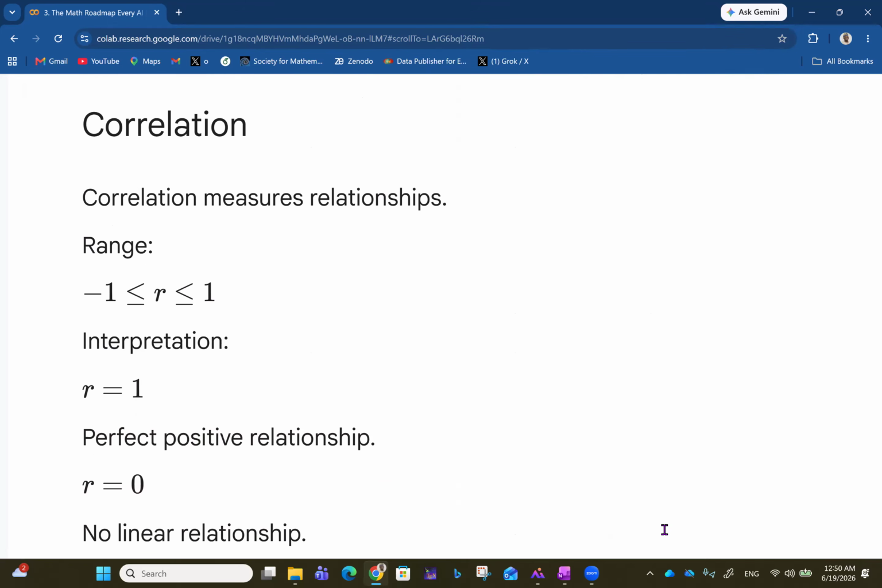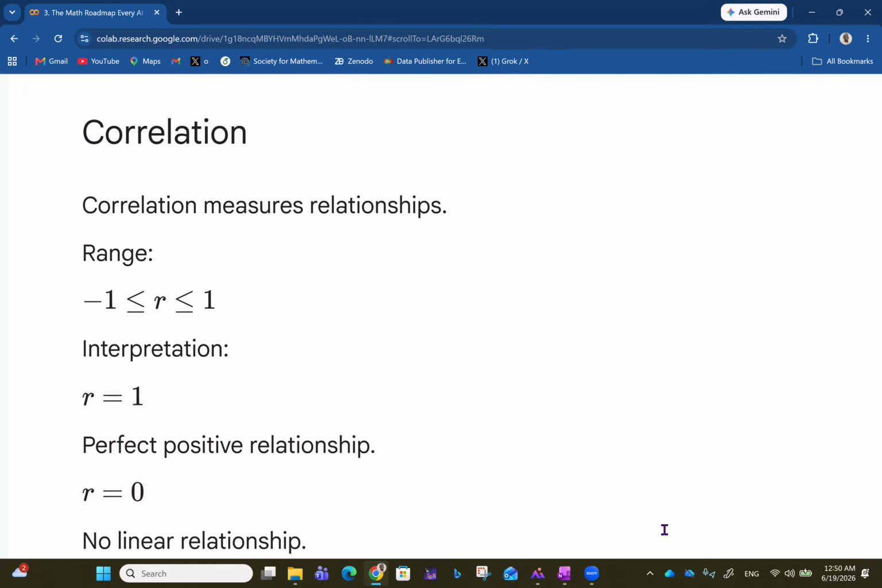Then we go on to talk about correlation, still under statistics. Correlation measures relationships. How is this related to the other? So the range for that is -1 to 1. It lies from -1 to 1.